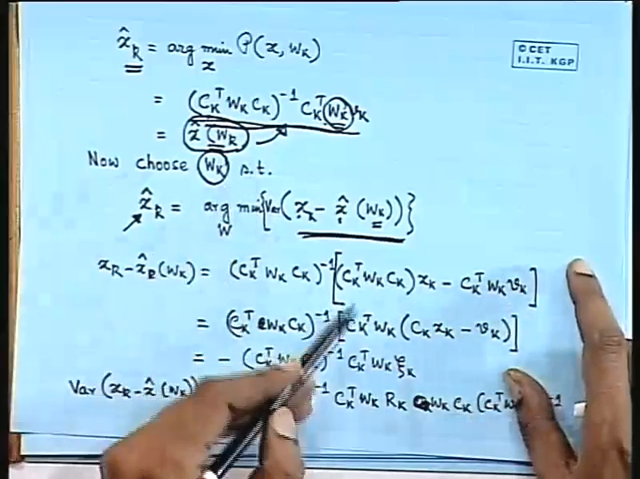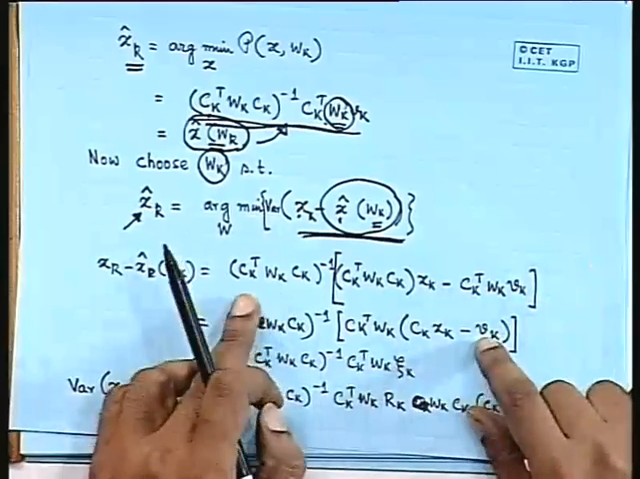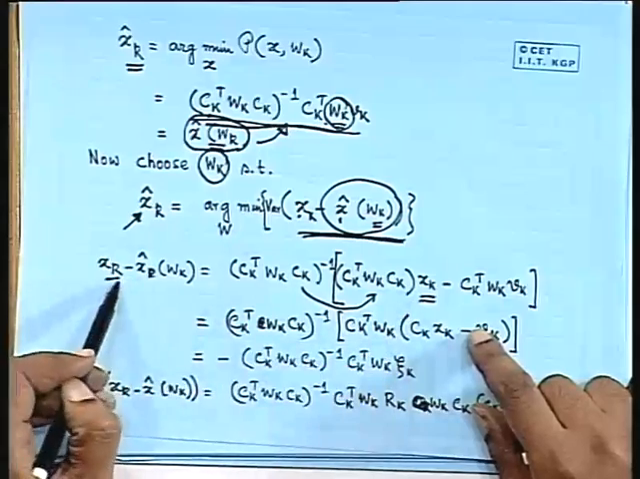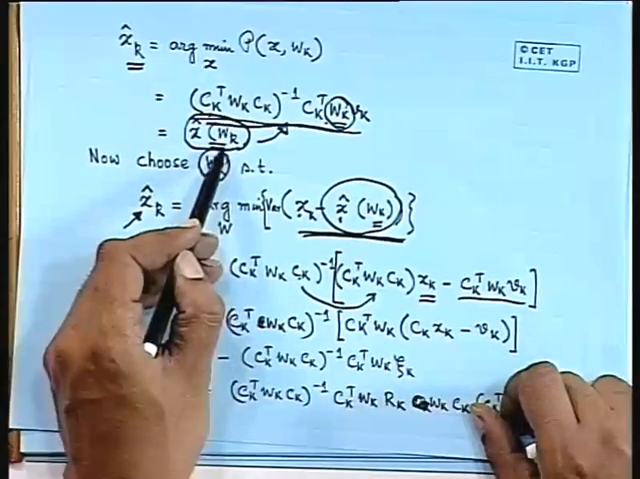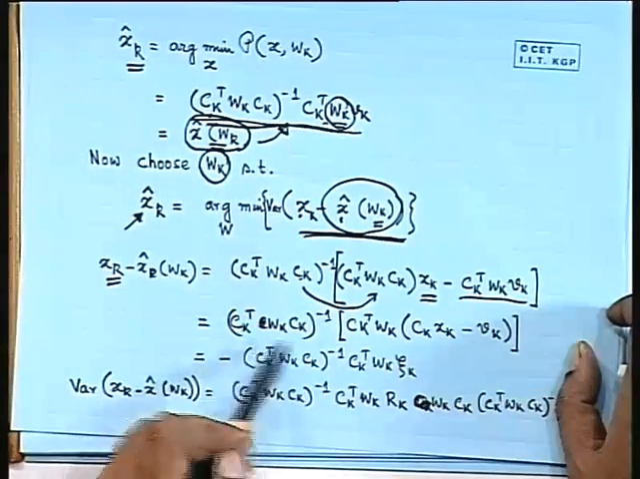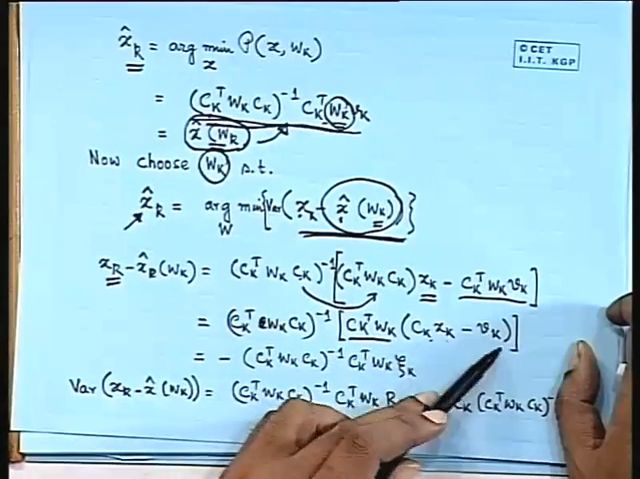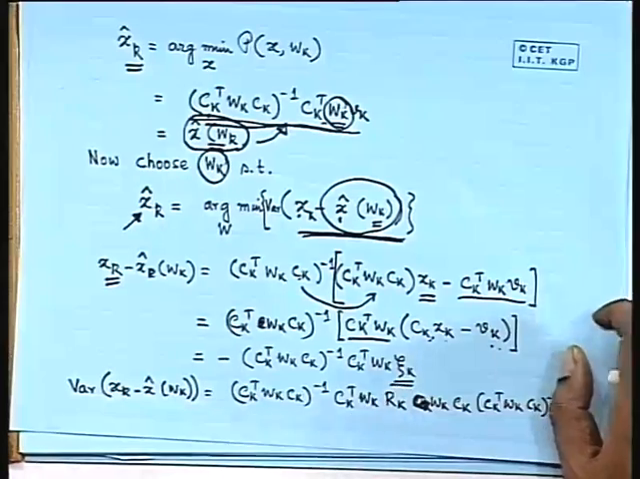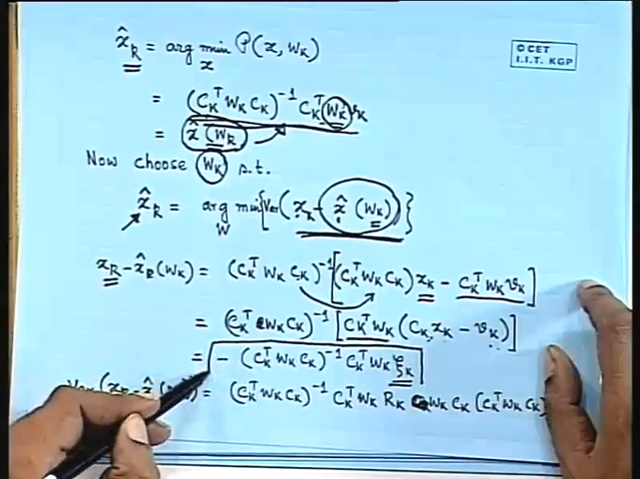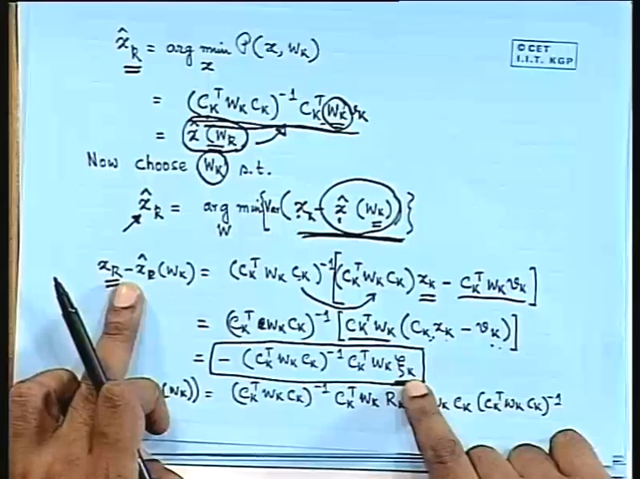Right? So in this place we have already put that function. See, CK transpose WK CK inverse. This into this multiplied will give you just XK, and this into this is your X hat WK, this function. Then finally you can take this CK transpose WK common here, and then you get this as xi k. So this is your error, still as a function of WK.